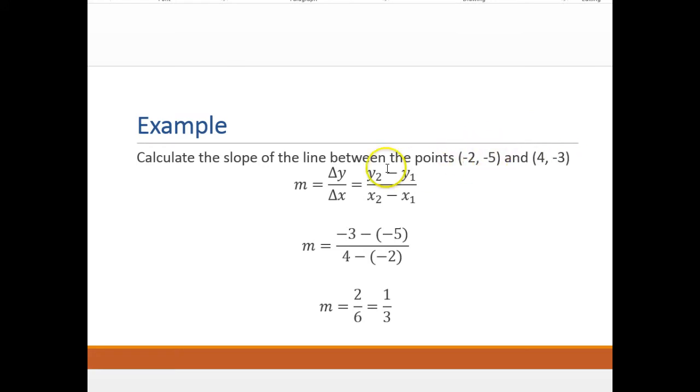So y2 is -3, y1 is -5, so -3 minus -5. x2 is 4, x1 is -2, so 4 minus -2. We have -3 minus -5 is actually 2, and 4 minus -2 is 6, so the slope is 2/6. And whenever we have fractions we need to reduce, so 2/6 reduces to 1/3 as our slope.